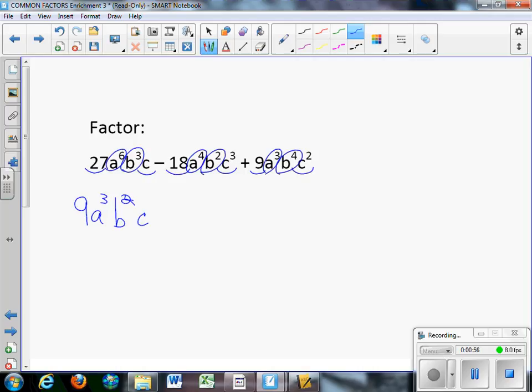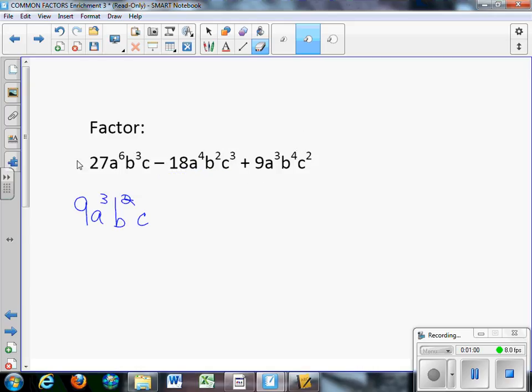So now I'm just going to erase my markings here so we go back to a clean expression. If I factor 9a cubed b squared c out of each term, essentially I'm dividing the 9a cubed b squared c into each term. So if I divide that into the 27a to the 6th b cubed c, what I would be left with is 3a cubed b.